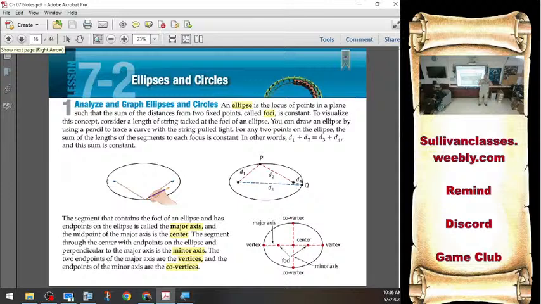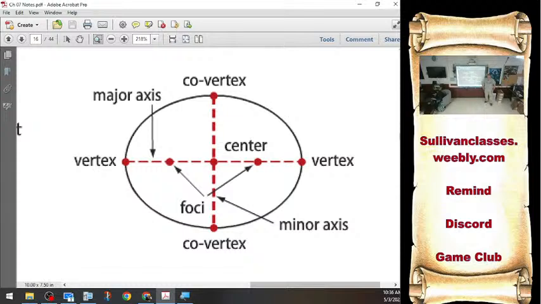But in addition, instead of just my vertices, I'm going to have co-vertices, where those 2 parabolas met. They're going to be along what we're going to call a major and minor axis. Major axis is the big one. Minor axis is the little one. Pretty self-explanatory. And in the middle, where those things connect, is my center. So I'm not really worried about find the vertex and work from there. Now I'm going to say find the center and work from there.